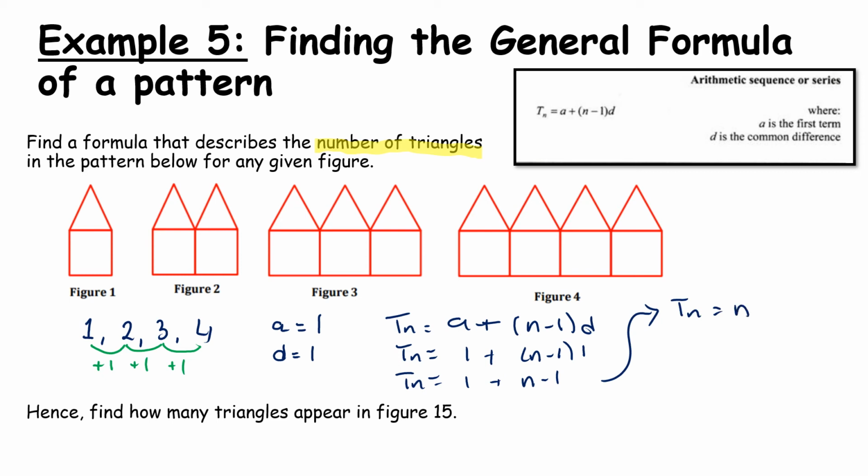And you might see that in the first pattern there is one triangle, in the second pattern there are two triangles, and so on. So how many triangles appear in figure 15? We're asking for T15, which is simply 15. This question could also be asked as the total number of shapes, which would change this because you're adding the little rectangle plus the triangle, so it would be 2, 4, 6, and so on.